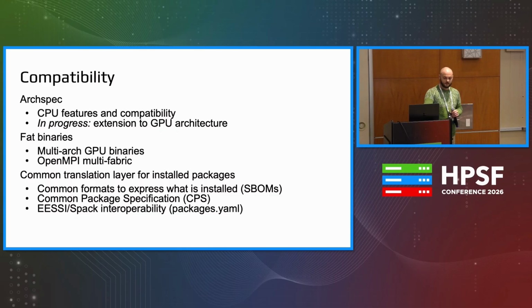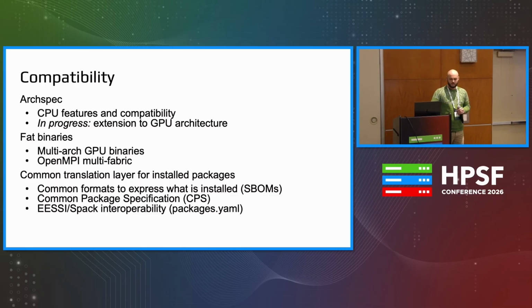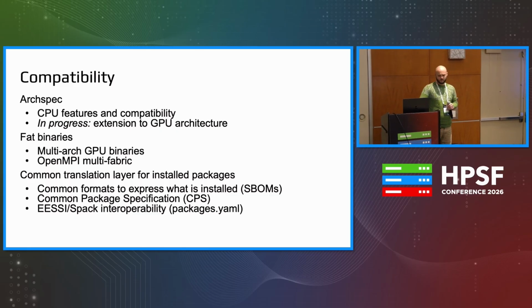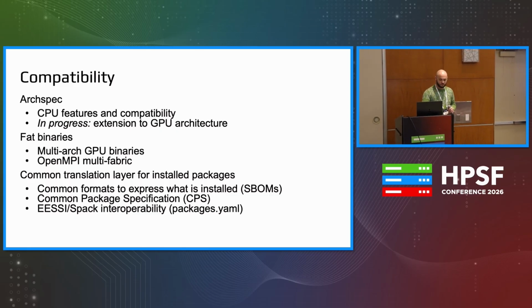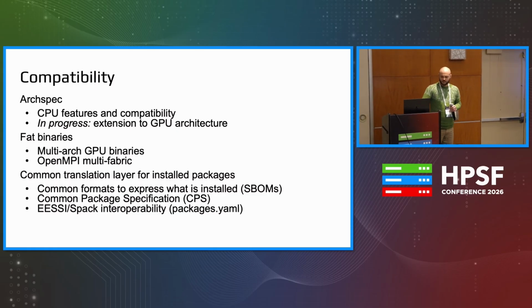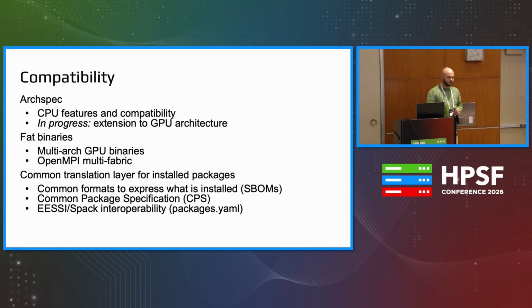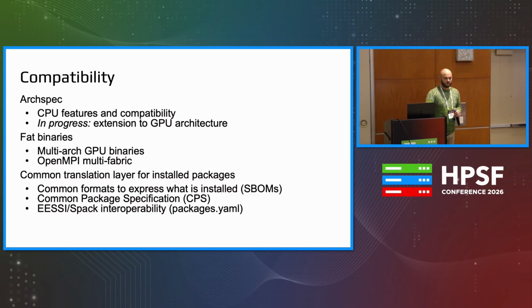It's sort of this common thing. There's some in-progress work around GPU architecture detection and compatibility. We've been talking about things like fat binaries for GPUs, as well as OpenMPI for multi-fabric support. And then different types of common translation layers for installed packages. So, how do we know what's compatible with what, can we mix together?